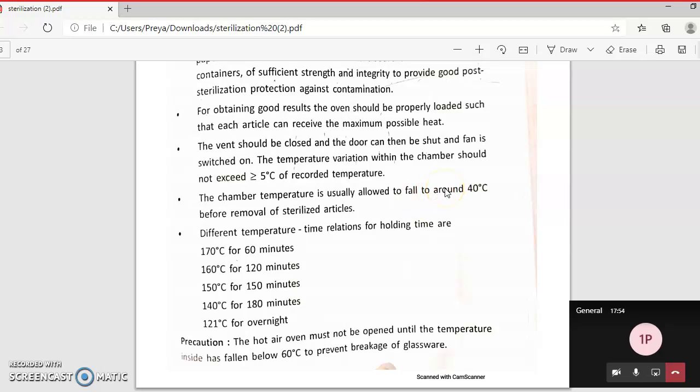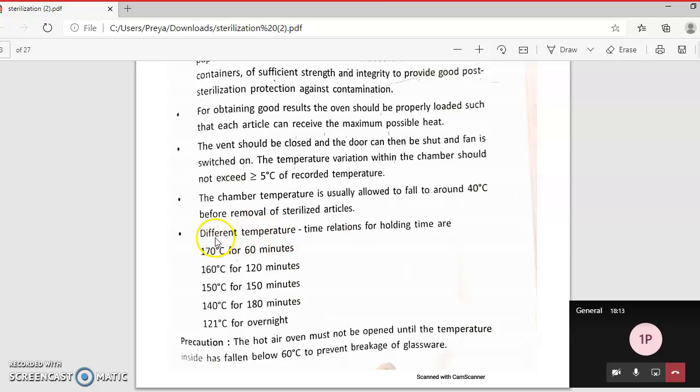What to do? Open the vent from the top and allow the temperature to reduce to 40 degrees. Suppose you have set 180 degrees, then allow it to come down to 140 degrees and then open the door, otherwise it leads to a blast, because of the sudden temperature change.